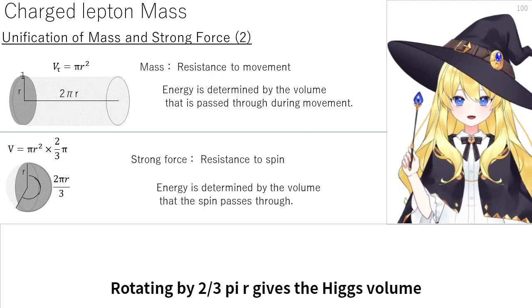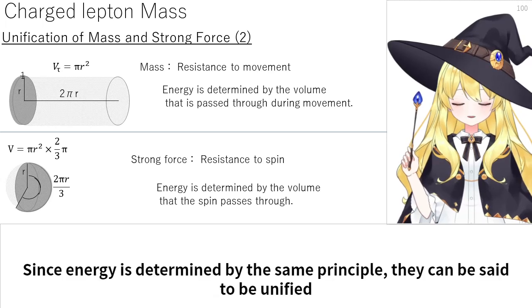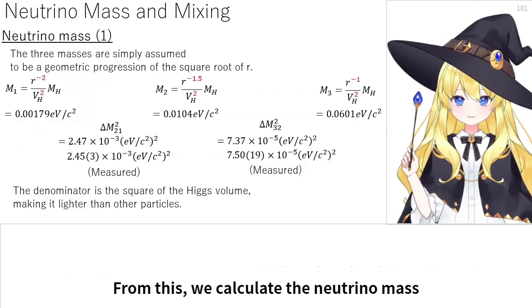Rotating by 23 pi r gives the Higgs volume. Since energy is determined by the same principle, they can be said to be unified. From this, we calculate the neutrino mass.